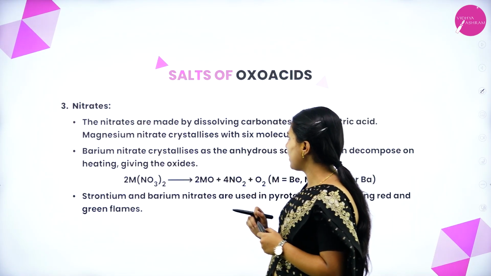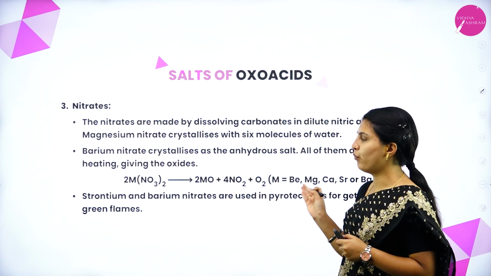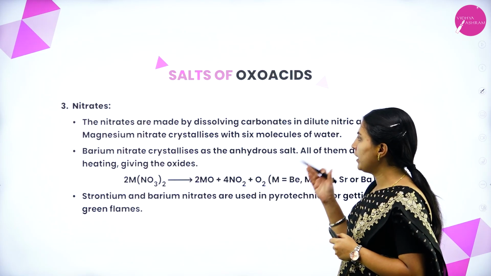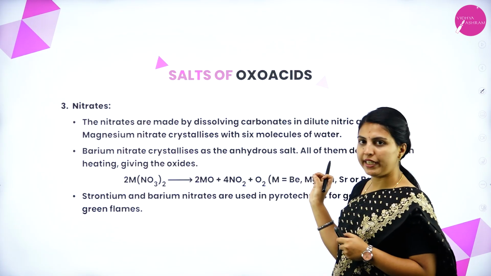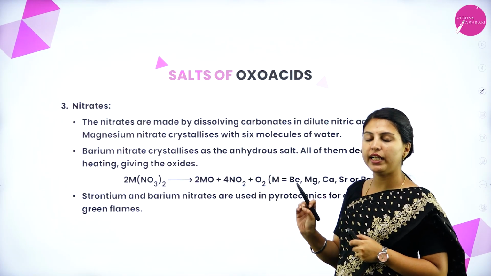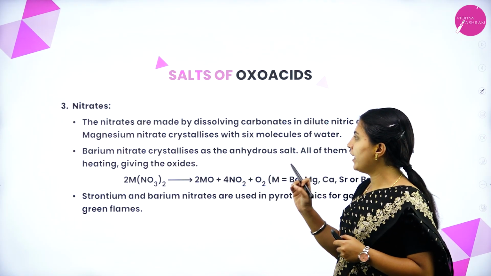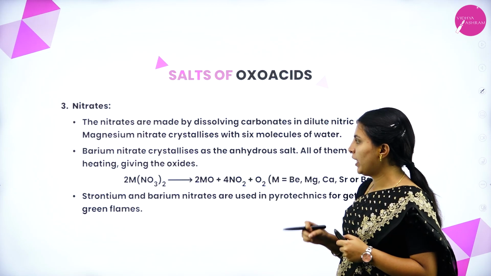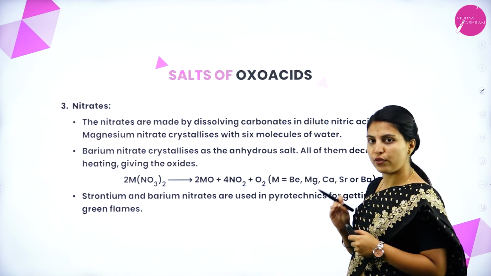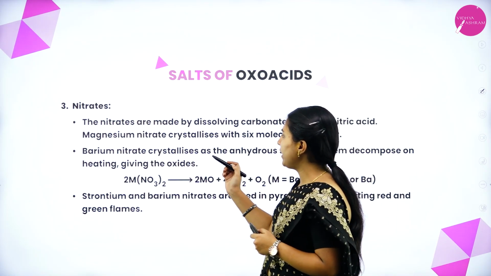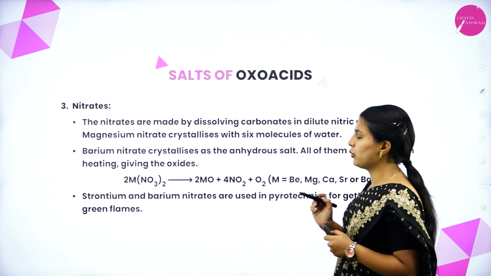Magnesium nitrate crystallizes with 6 molecules of water. How is it formed? The nitrates are made by dissolving carbonates in dilute nitric acid. Carbonates should be dissolved in dilute nitric acid, then the nitrates will form. In that example, magnesium nitrate crystallizes with 6 molecules of water. Barium nitrate crystallizes as the anhydrous salt.